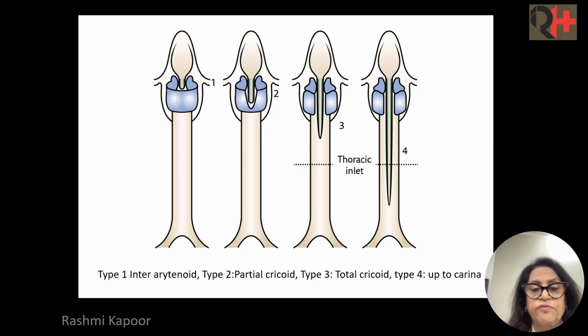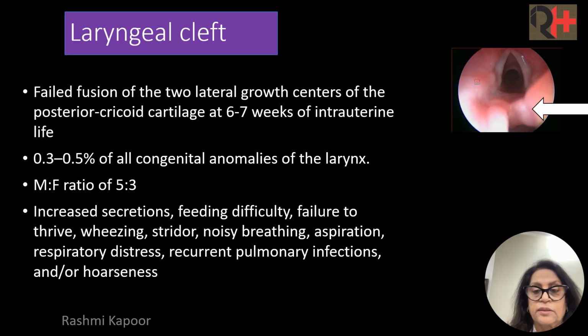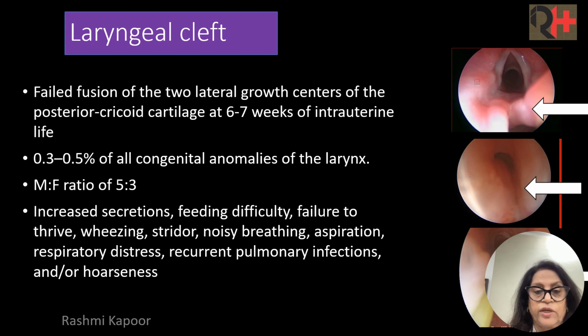Laryngeal cleft can also be divided into 4 kinds. The first one is only interarytenoid. The second is where partial cricoid is involved. In the third type, the entire cricoid is involved, and in the fourth type, the cleft is present up to the carina. This is because of the failed fusion of 2 lateral growth centers of the posterior cricoid cartilage at 6 to 7 weeks of intrauterine life.